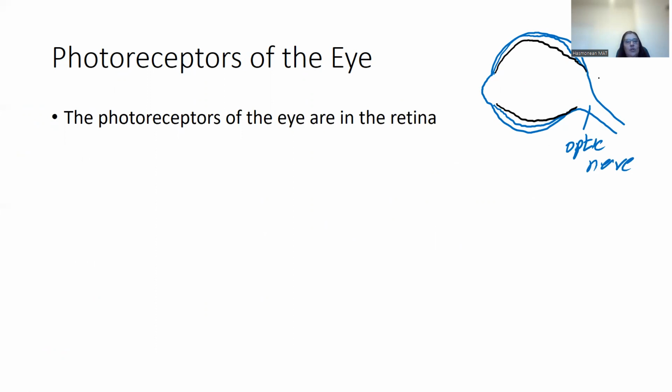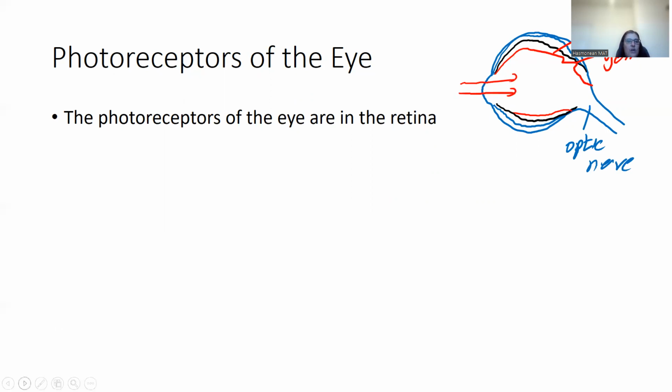And then finally, sitting on top of that, which I'll draw in red, we have our retina, like that. And our retina includes our fovea or our yellow spot, which we will see is really important. So photoreceptors are found in the retina. Remember, light is coming in this direction, like so.